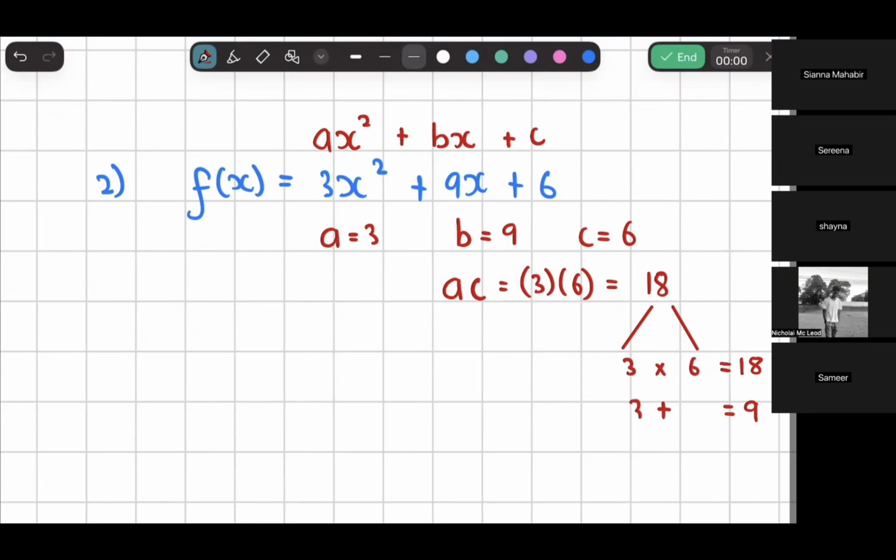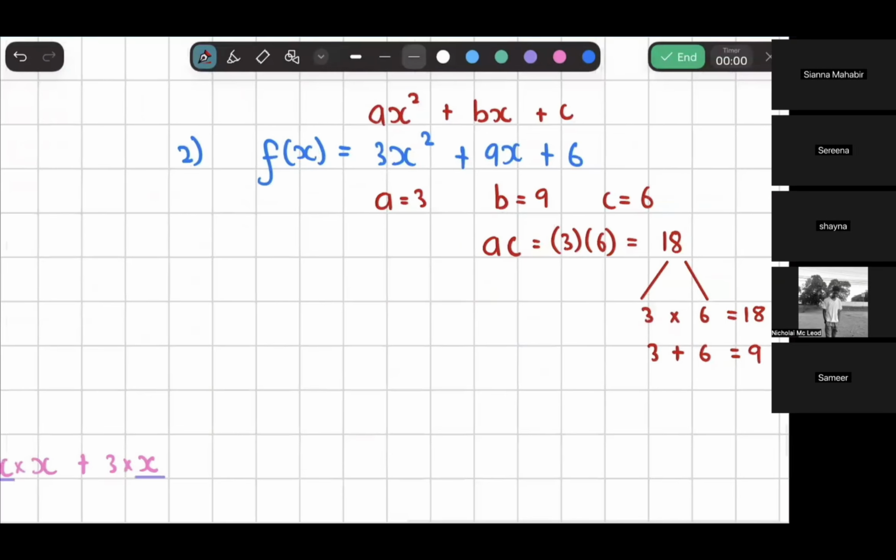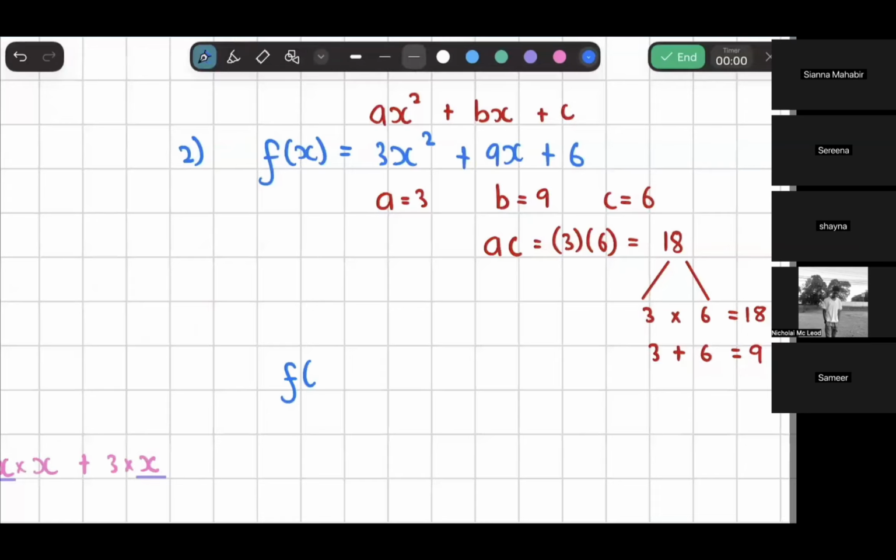3 by 6 is 18. And what is 3 plus 6, guys? Amira, what's 3 plus 6? 9. Great. So, Amira, if that is the case, I could rewrite my middle term as what instead? Instead of me writing 9x, what could I write? You can't say 3 plus 6. It's 3x plus 6x. Right. Adrian, I hope you're not confused.